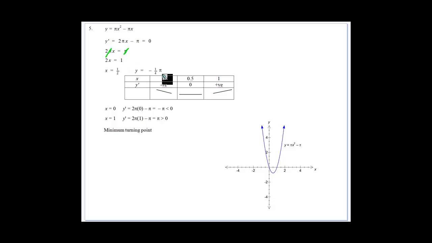So that's our value. Is it a maximum or minimum turning point? Well, we sub in 0, we sub in 1, and the curve falls, it stops, and then it rises. It must be a minimum turning point. So there's our values when we put it in. And there you can see the curve there.